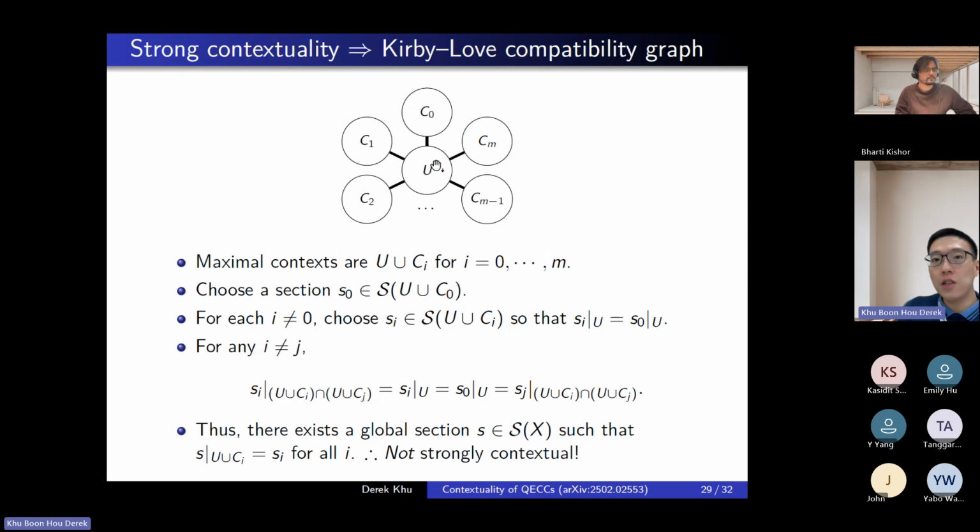So if your graph looks like this, where each circle is a maximal clique, and each of these connections means every vertex in this circle is connected to every vertex over here. The rough idea of a proof is that first you choose a set of possible outcomes from U, and then you extend it to each context. After you extend it to all the contexts, the condition on the sheaves would tell you that there is a way to glue them together to form a global section, because any two contexts would overlap only in U. So as long as you start by choosing U and then extend it to all the different contexts, you would be able to choose a global section for the entire graph.